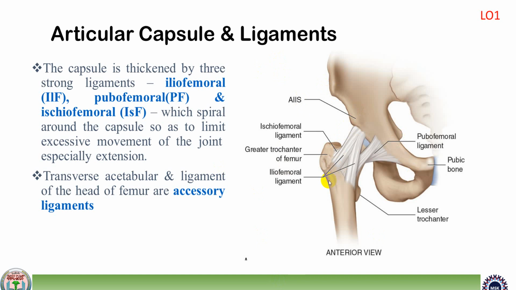Other ligaments are the transverse acetabular ligament and the ligament of the head of the femur. These ligaments are usually intracapsular and considered accessory ligaments. But the main stabilizing ligaments are the extracapsular ligaments, the three ligaments: iliofemoral, pubofemoral and ischiofemoral. Mainly the iliofemoral ligament.